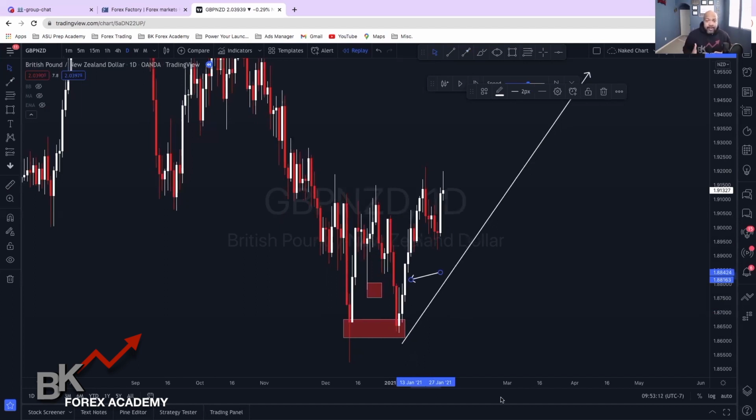And guys, so that's pretty much it. This is a simple strategy that you can use on any time frame, but I suggest that you use the higher time frame to show your framework, to show what trend you're in. So that's going to conclude it.